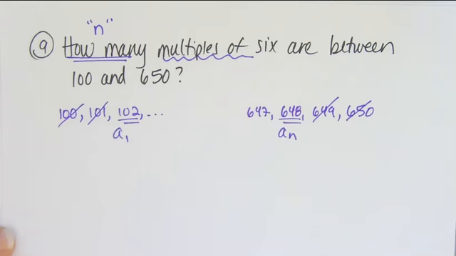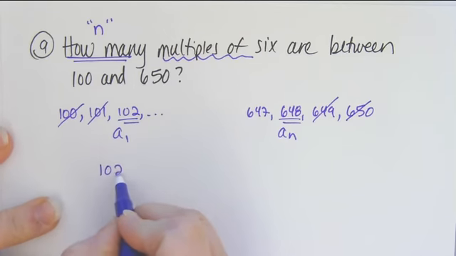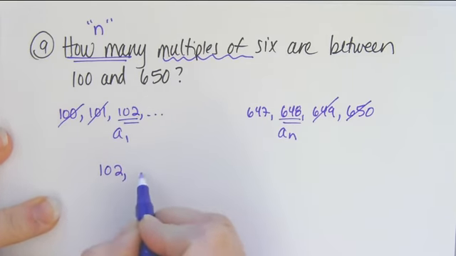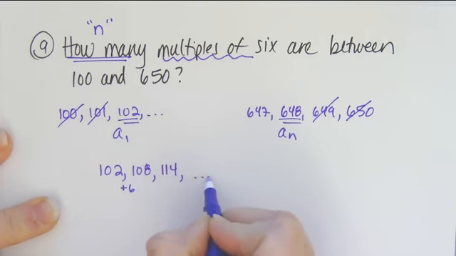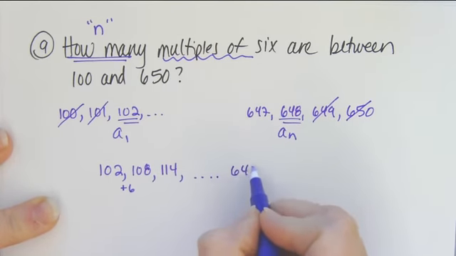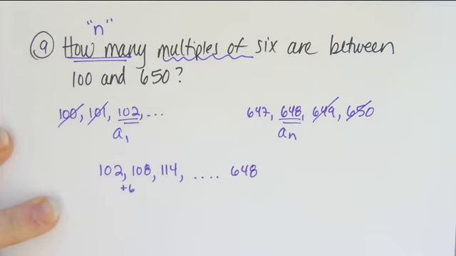Now, think about this. If I want these to be multiples of 6, my first number in this sequence is 102. My next multiple of 6 is going to have to go up by 6, so that would be 108, because that went up by 6. If I go up by 6 again, I'm at 114. Go up by 6 again. Keep going. The last number in this list is going to be 648. Since these are multiples of 6, that's telling me that d is equal to 6.